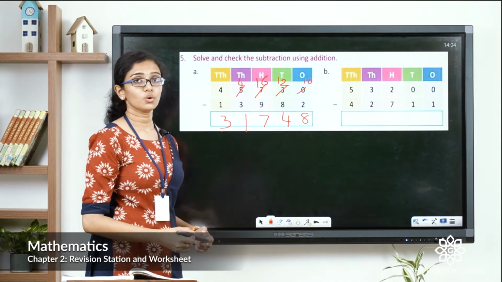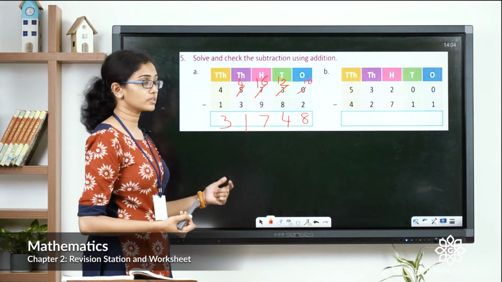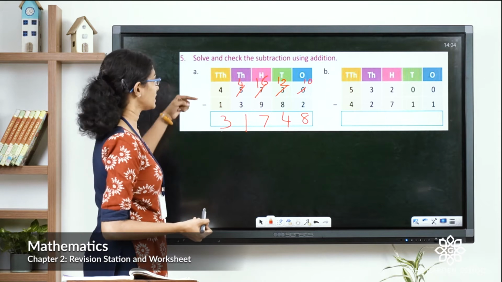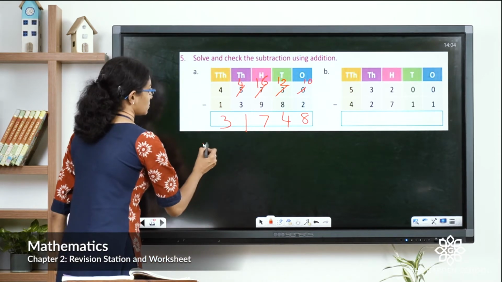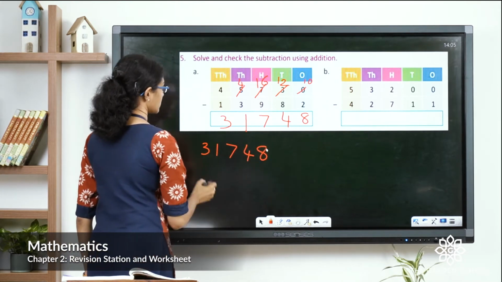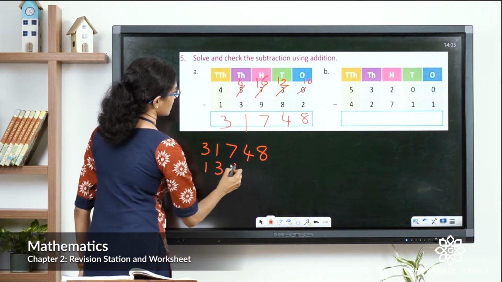Now what you have to do? Let's check if the subtraction was done correctly. How do we do that? Let's add this difference and this subtrahend and see if we get this minuend as the sum. So 31,748 plus this subtrahend.